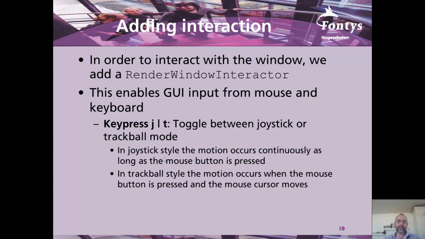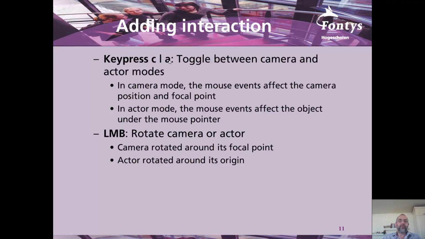In joystick mode, a movement will continue as long as you press the mouse button, and in trackball mode, when you start a certain movement, it will happen only when you also move your mouse. You can also toggle between C and A, camera and actor mode. In camera mode, with your mouse you can move the camera position. In actor mode, with your mouse you can move the object. And if you have multiple objects, you move the object under the mouse pointer.